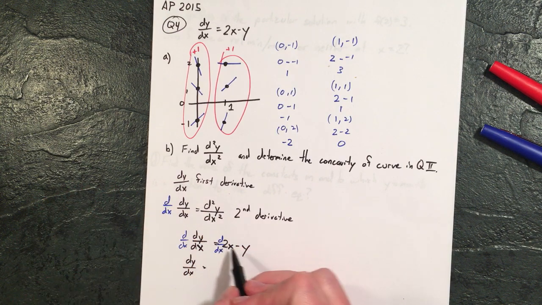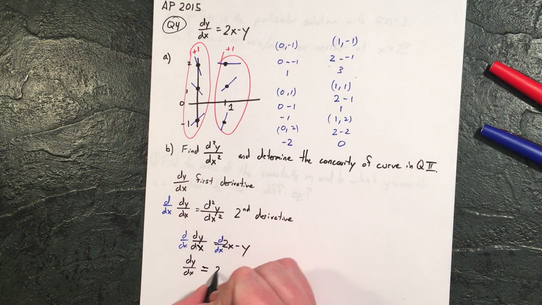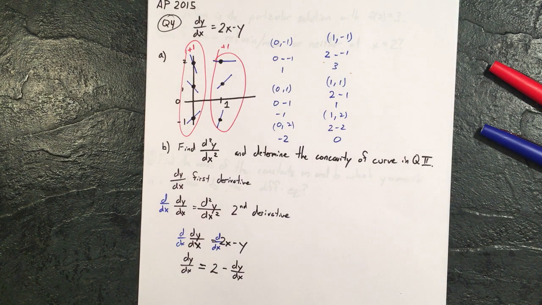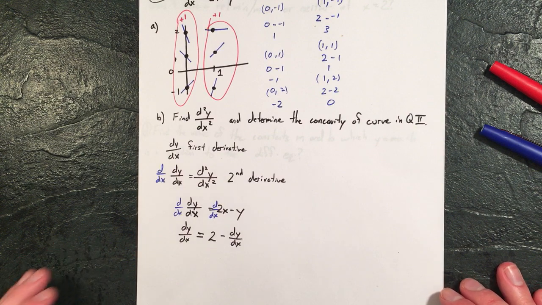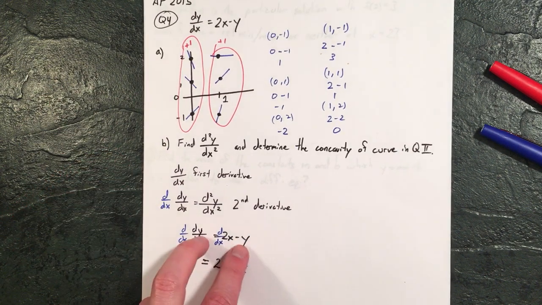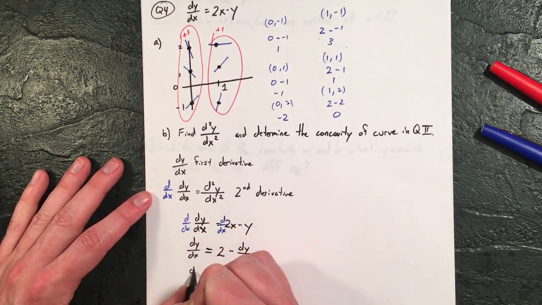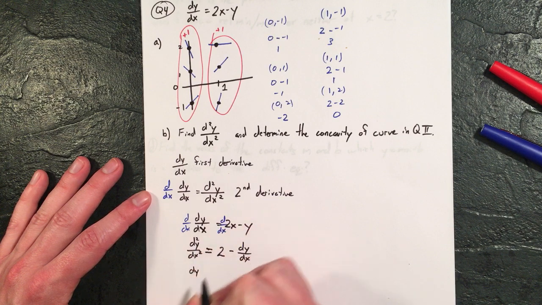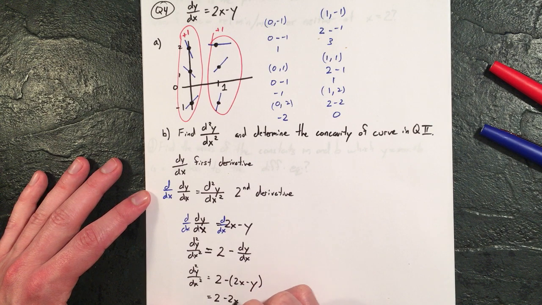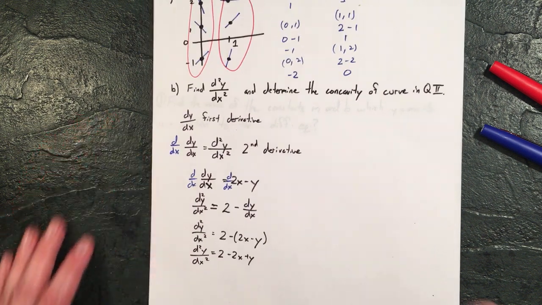Remember, this is with respect to x, so that first term is just becoming a 2. The next term is the derivative of y, but since it's with respect to x, that becomes dy over dx. But since we knew what this was up top, we actually wrote it up here in the black. We can say that the second derivative here is the same as 2 minus 2x minus y, which if we really want to rewrite is 2 minus 2x plus y. And we have officially found the second derivative.